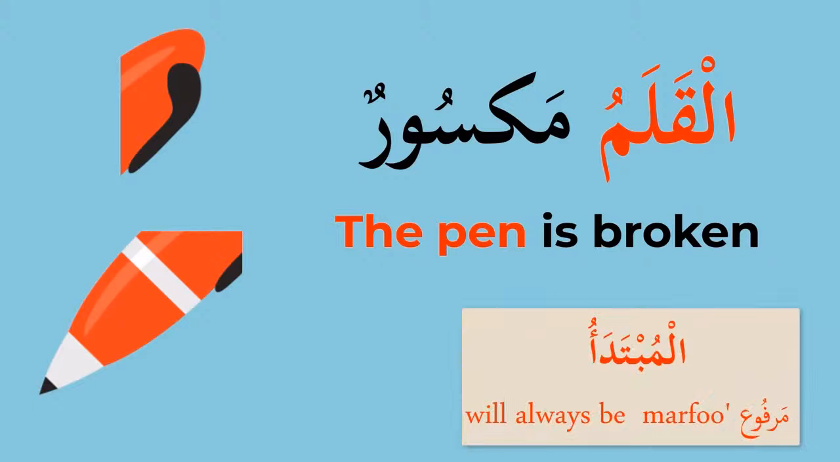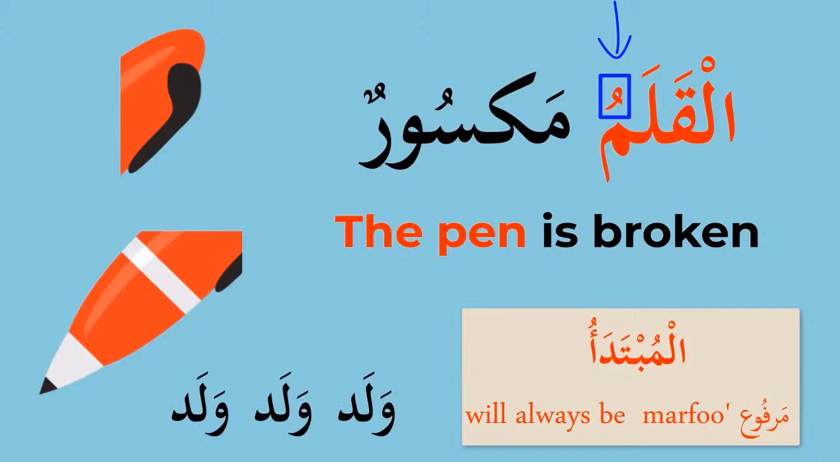Mubtada will always be marfu. Are you with me? Mubtada will always be marfu. What is the meaning of that? It will end with a dhamma. See, right away we are coming to what we were trying to say in the beginning. That noun can be marfu, it can be mansub, or it can be majrur.